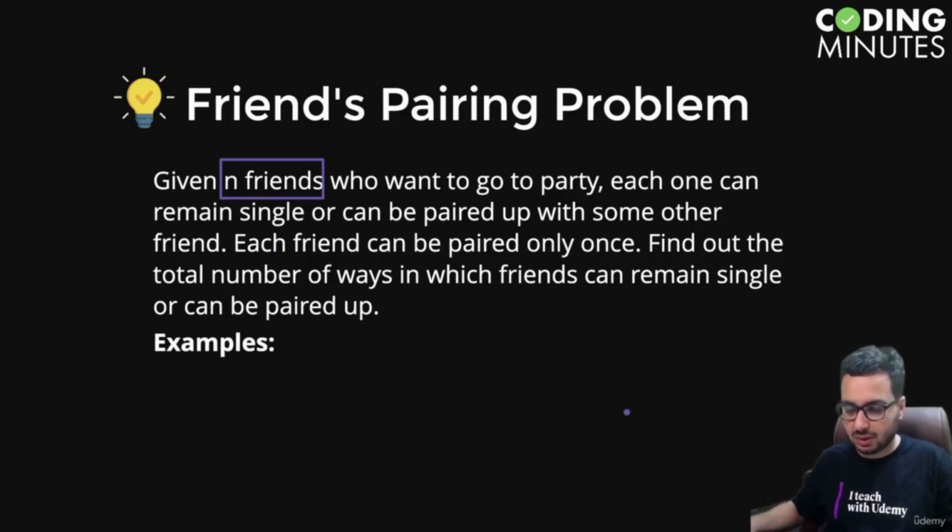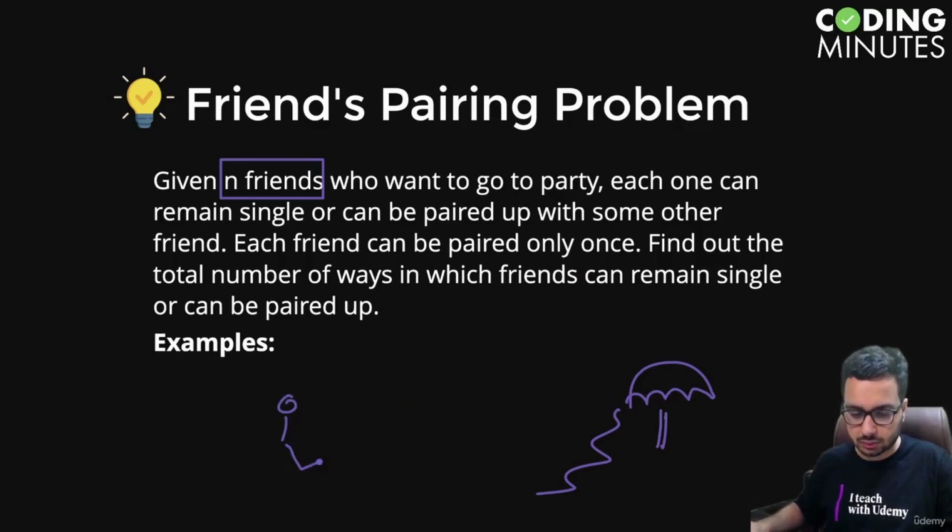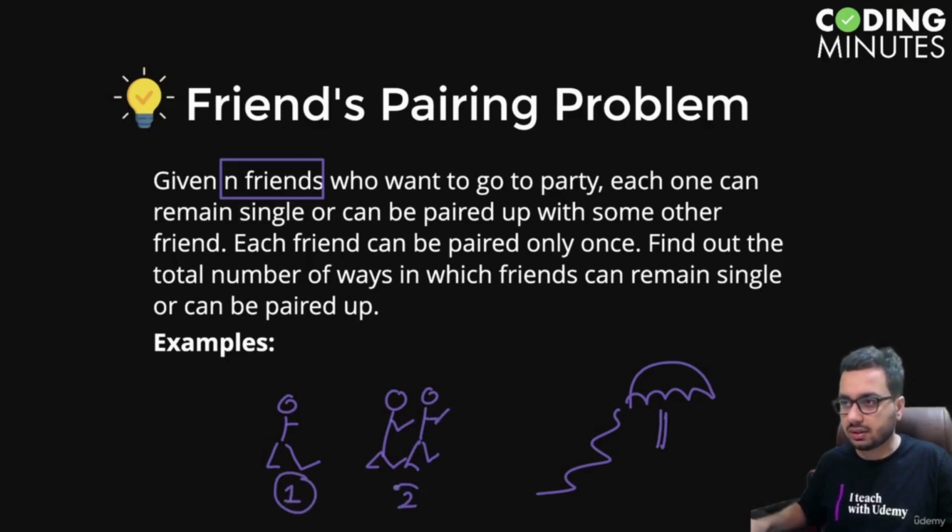Maybe you want to go to this party, and what people can do is either go solo or pair up with someone. They can go as a couple as well. So either you can go single or you can go as a couple. Each friend can be paired only once. You cannot make pairs with multiple people. Find out the total number of ways in which friends can remain single or can be paired up.